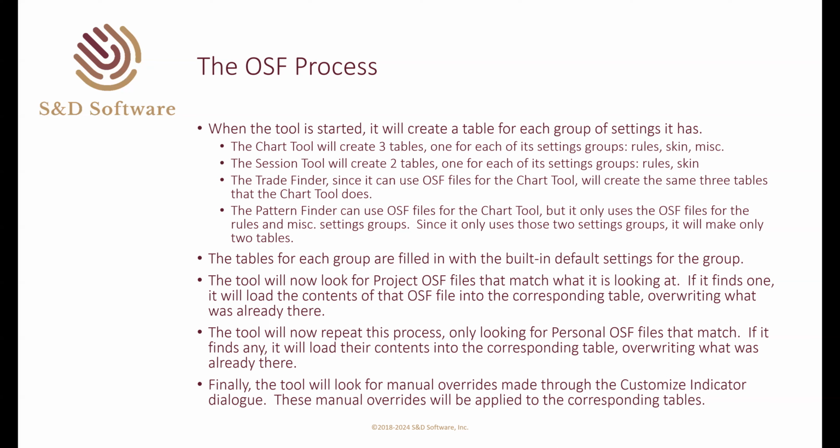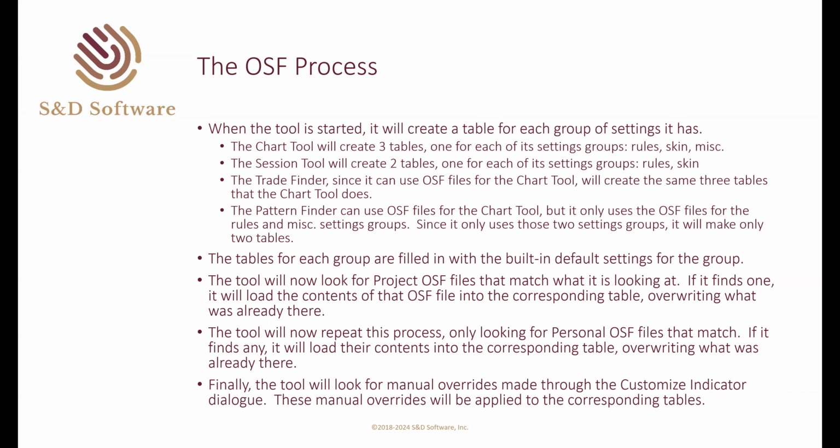The trade finder pulls settings from all 3 chart tool groups, so it's going to act just like the chart tool, and create 3 tables internally as well. The pattern finder pulls things from 2 of the 3 settings groups used by the chart tool, so it's only going to create 2 tables internally.